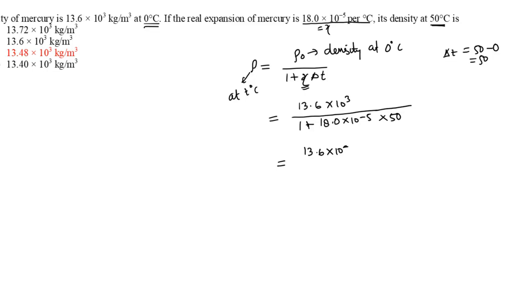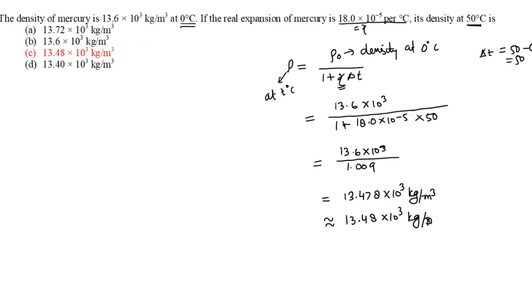That's equal to 13.6 times 10 to the power 3 times 1.009, and that's equal to 13.478 times 10 to the power 3 kg per meter cube, which we can approximately write as 13.48 times 10 to the power 3 kg per meter cube. So this is the answer.